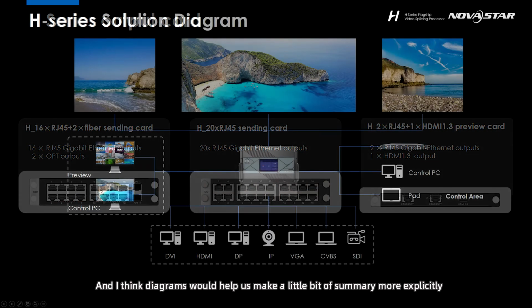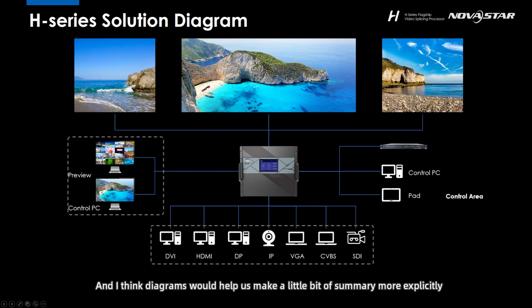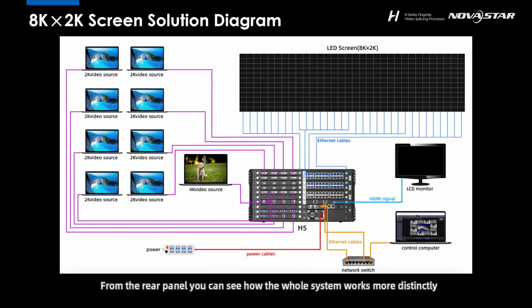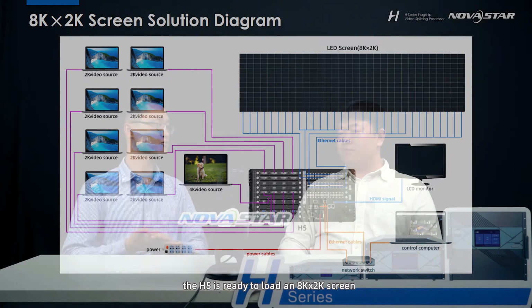And I think diagrams would help us make a little bit of summary more explicitly. Look at this one. Various input sources are supported. Overall monitoring for both input and output integrated. Control area user-friendly designed, and altogether it makes no longer a matter for H-series to load a super large screen. And from the rear panel, you can see how the whole system works more distinctly. Video sources to the input daughter card, control command from your control computer, solution for monitoring available either through IP or HDMI monitor, and finally when the equipment is powered on and the H5 is ready to load an 8K screen.